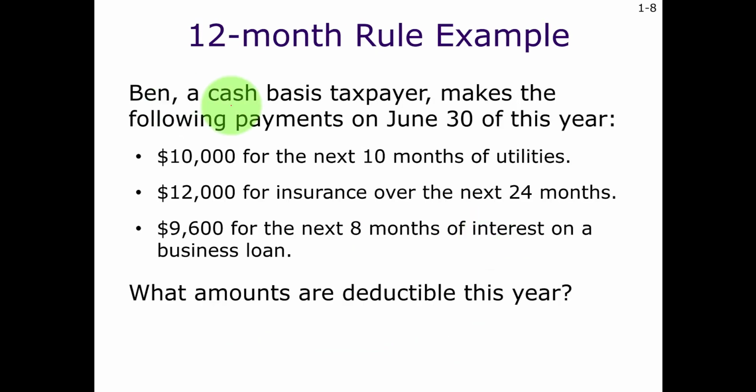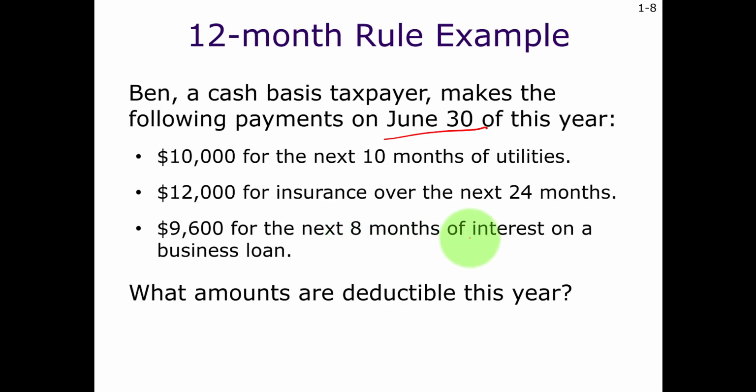We have been incurring costs right in the middle of the year for three different situations. $10,000 for 10 months of utilities. Okay, so that's less than 12 months. Doesn't go beyond the end of next year. So all of this should be deductible now, assuming Ben's a cash basis taxpayer. $12,000 for insurance, more than 12 months. So only 6 months worth for this year can be deducted, and then 12 months for next year and the rest for the year after that.